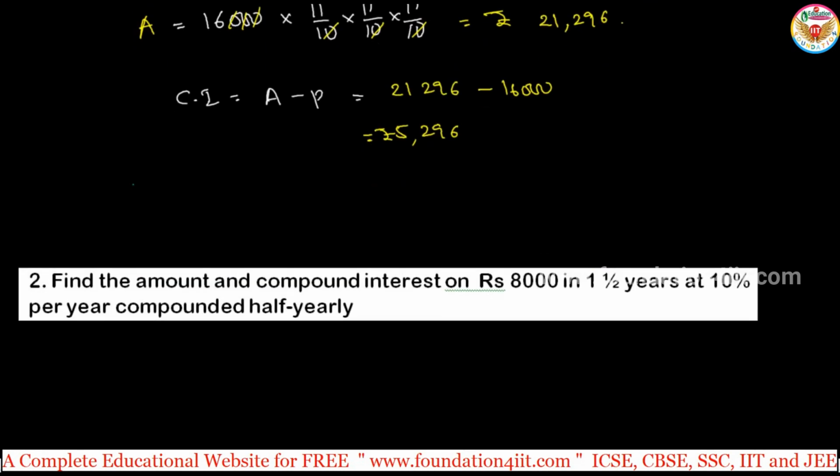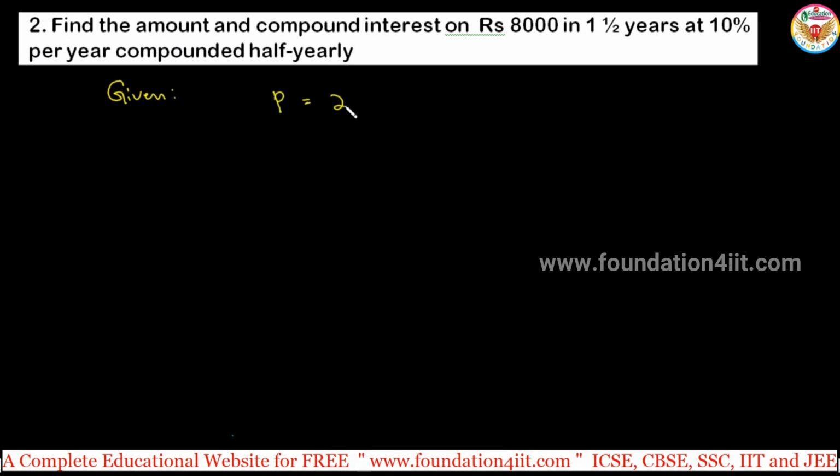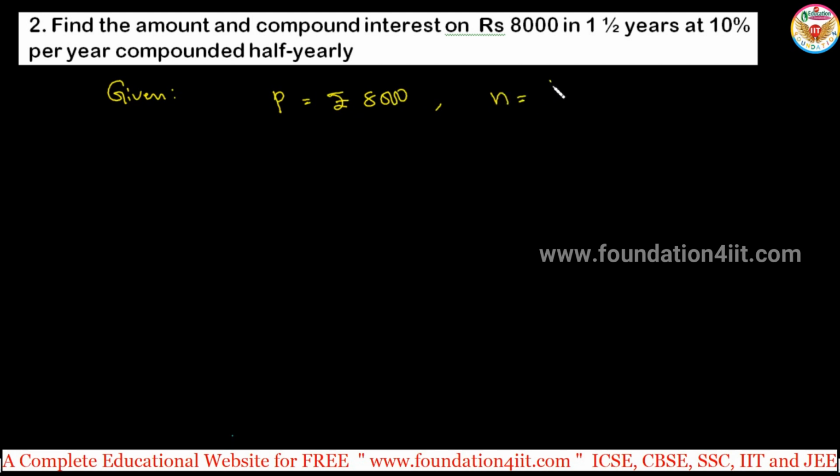Next, let us take one more sum. Compounded half yearly. Find the amount and compound interest on rupees 8,000 in 1.5 years at 10% per annum compounded half yearly. Same, take the given data first. That is P is rupees 8,000, and N is equal to 1.5 years.